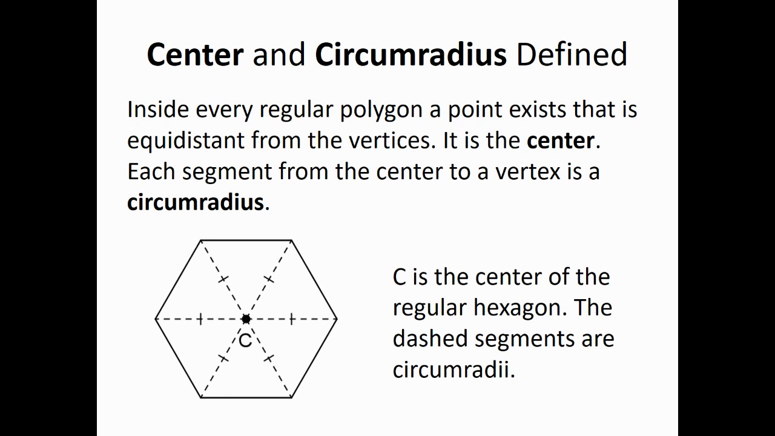Notice that I have marked the distance from that center point out to each vertex. Those are the dashed segments, each of which has a single hash mark on it. So we have said that they are equal in length. And these segments are called circumradii.